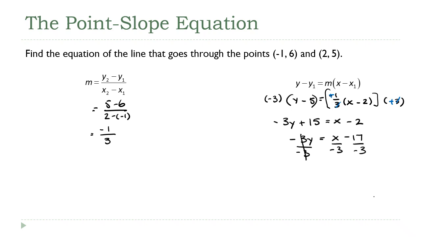They'll cancel over here. That's what I was looking for: y equals something. On the right-hand side, it's negative 1/3 x plus 17/3. And there's the equation of my line. So now we have these two methods for finding the equation of a line.